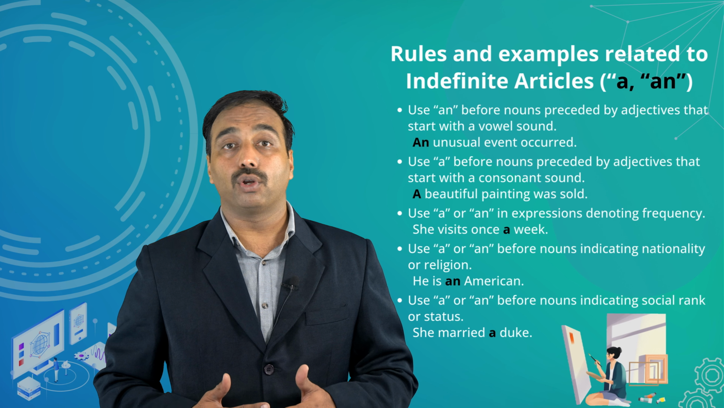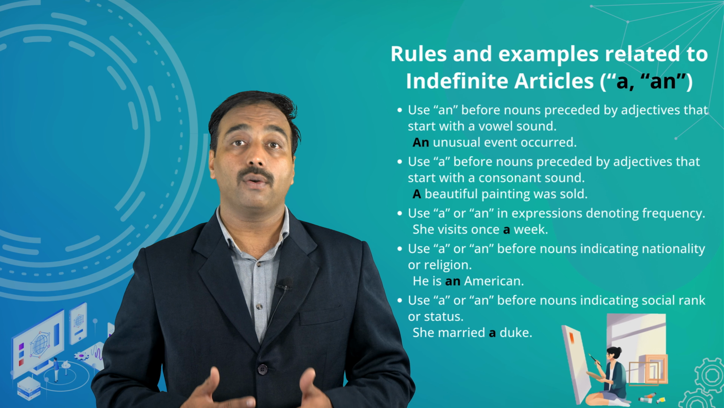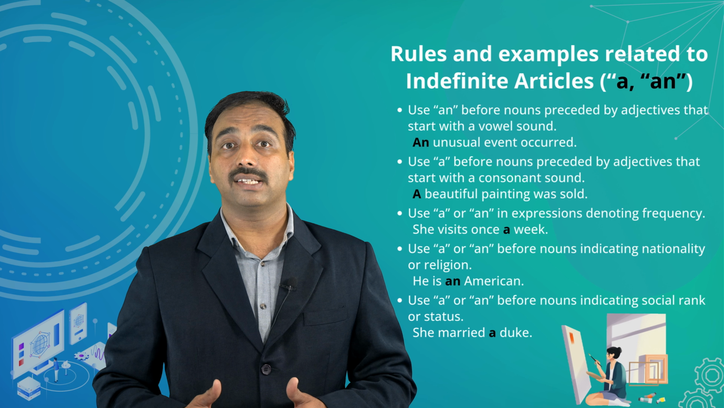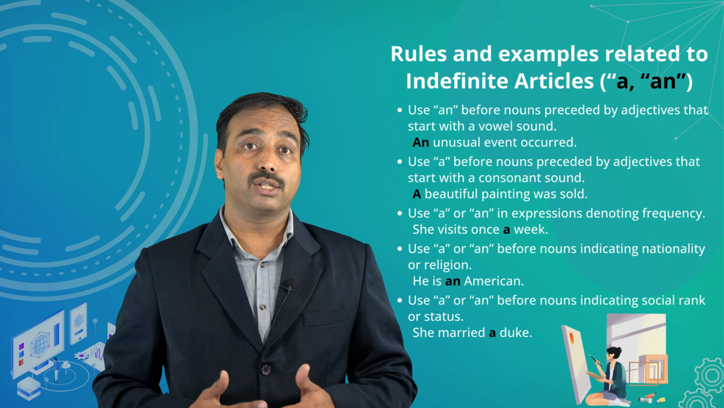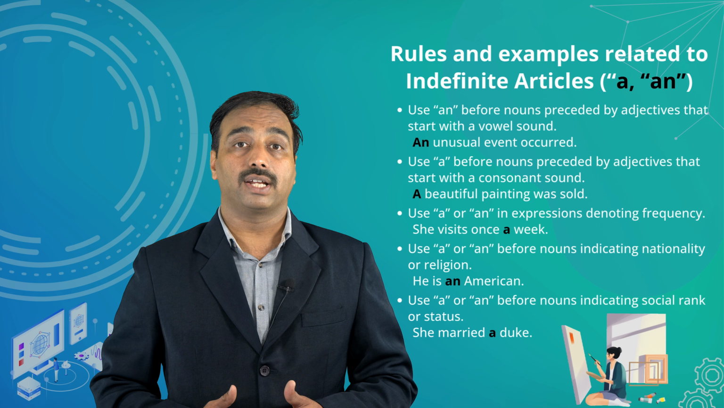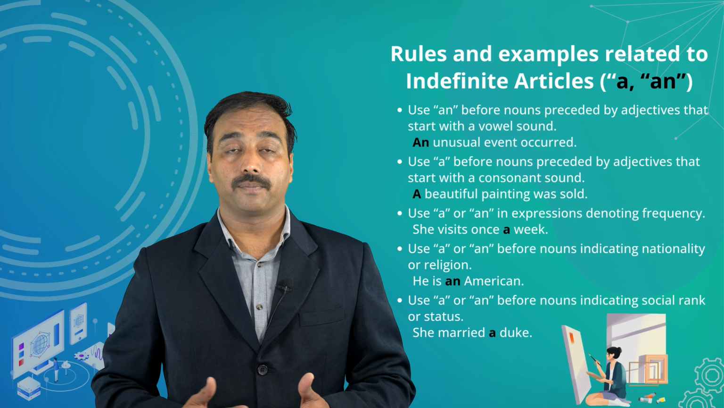Use a or an before nouns indicating nationality or religion. For example, he is an American. Use a or an before nouns indicating social rank or status. For example, she married a duke.